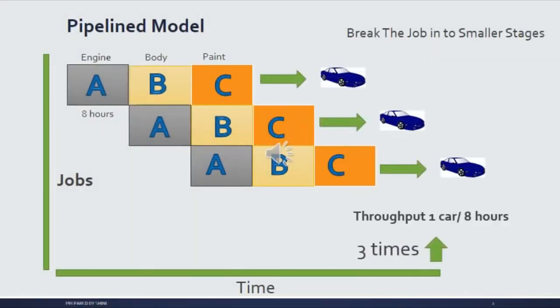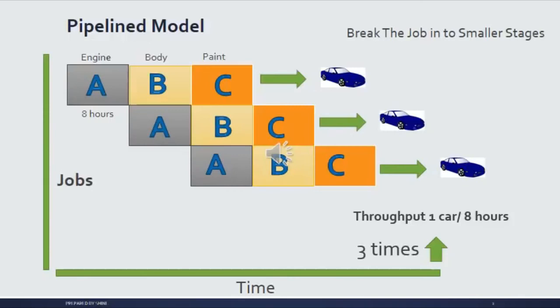Now here is the pipelined model of the same car factory. Here workers are classified into 3 teams. Team A is working on the engine, then Team B works on the body, and at last Team C works on paint. That means one after the other. As soon as Team A finishes working on the first car, they start working on the engine of the second car. Meaning, simultaneously 2 cars are in the making.